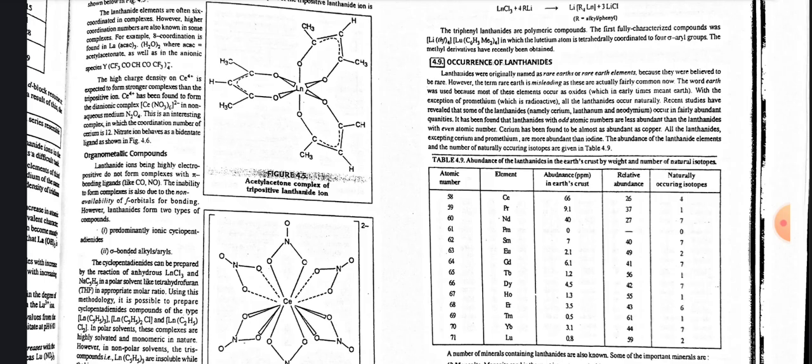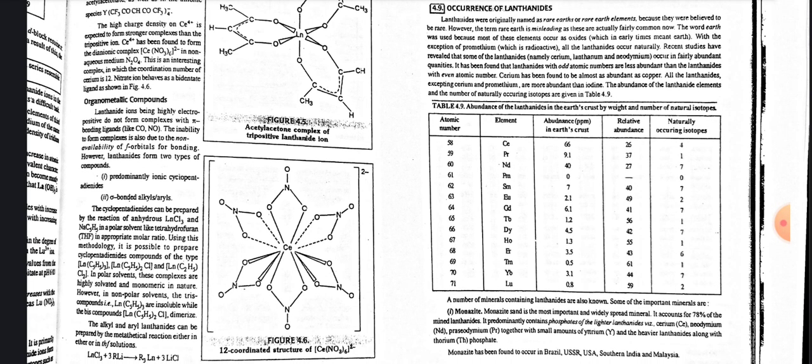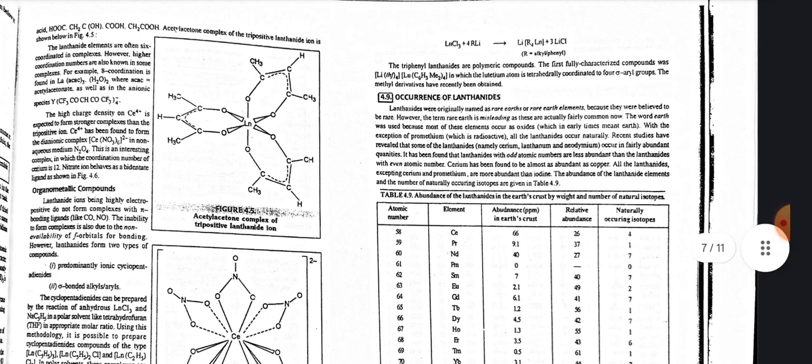Organometallic compounds: lanthanide ions, being highly electropositive, do not form complexes with pi bond ligands. The inability to form complexes is also due to non-availability of f orbitals for bonding. However, lanthanides form two types of compounds. First are predominantly ionic cyclopentadienides, and second are sigma bonded alkyls and aryls.